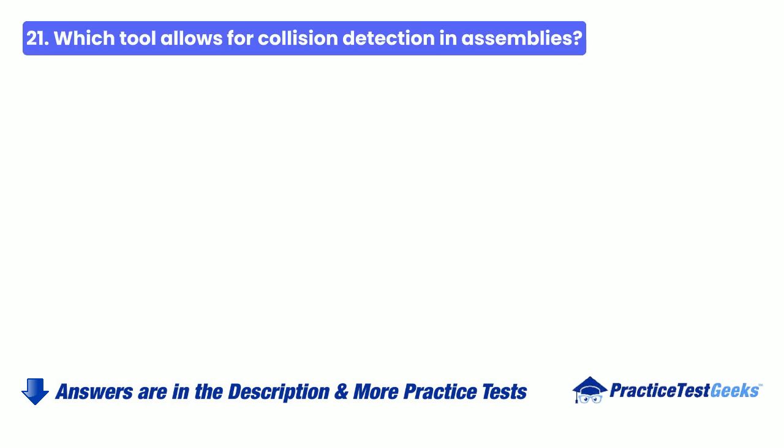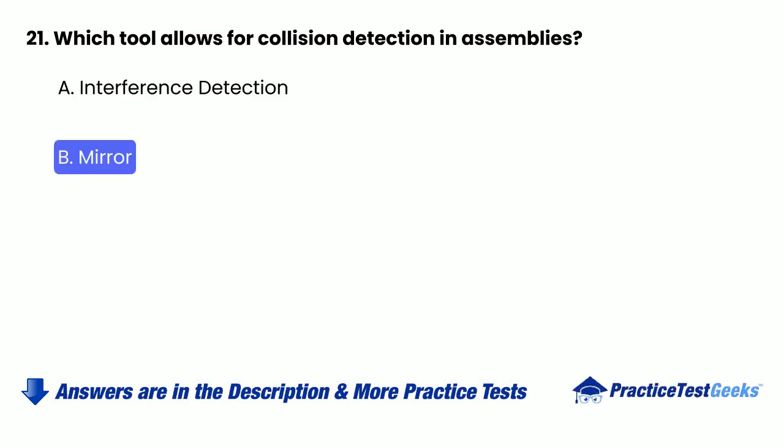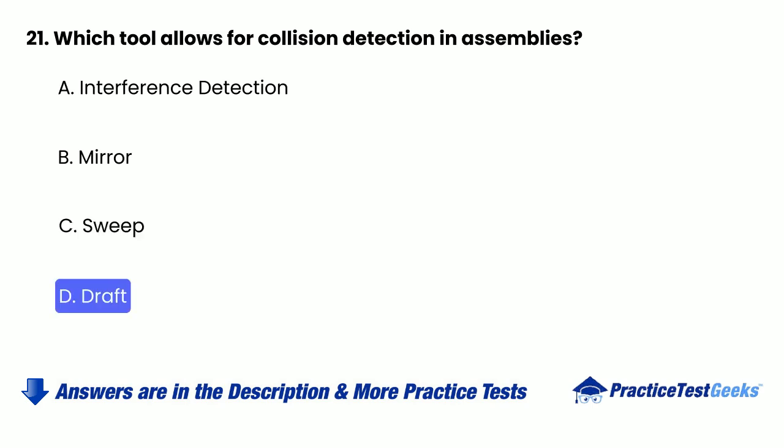21. Which tool allows for collision detection in assemblies? A. Interference detection. B. Mirror. C. Sweep. D. Draft.